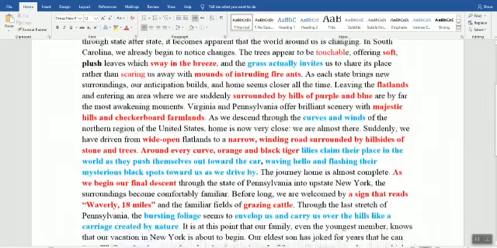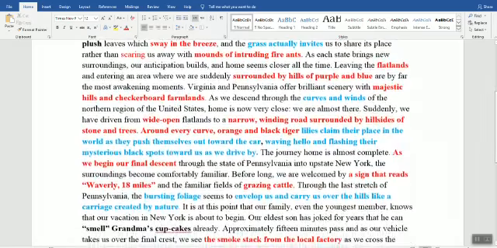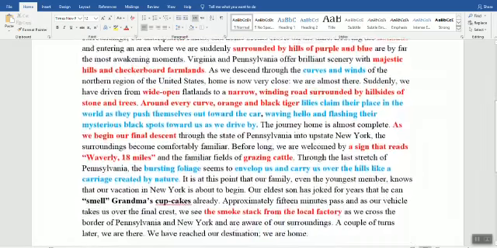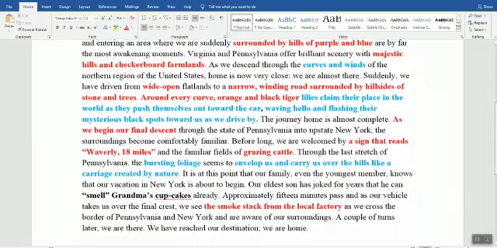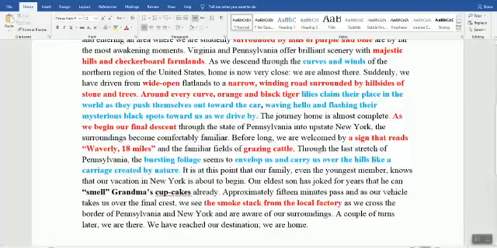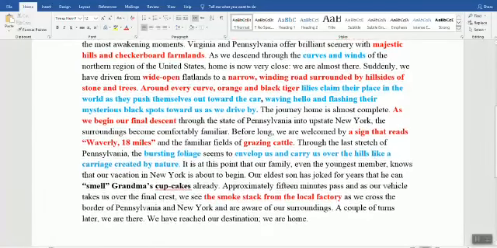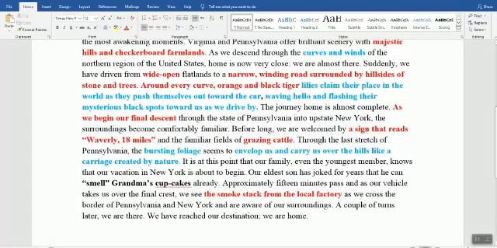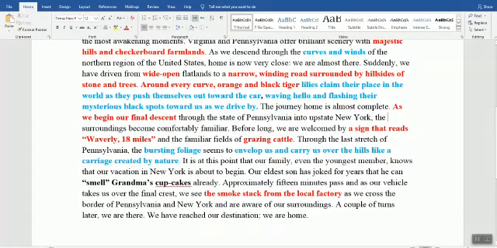As we begin our final descent, now they are going downward finally through the state of Pennsylvania into upstate New York, the surroundings become comfortably familiar. Before long, we are welcomed by a sign that reads Waverly 18 miles, that only now 18 miles are left. Now, it has been clearly told that not much distance is left, or it has not been said that a little distance was left. So, it has been clearly mentioned how much was left.